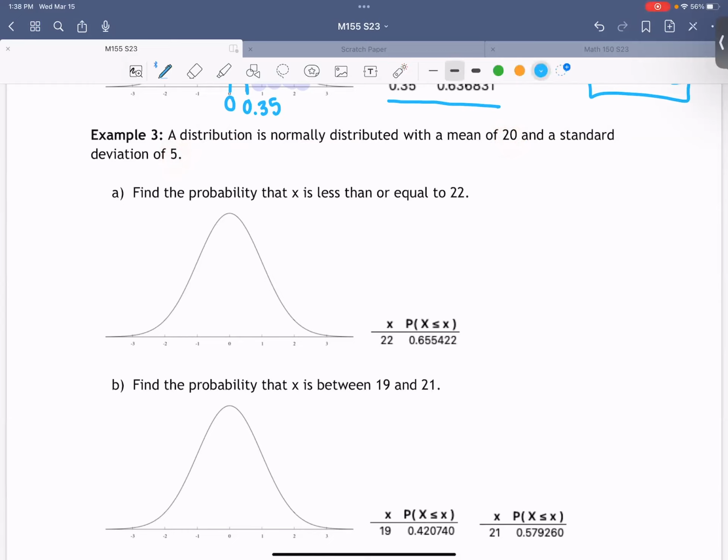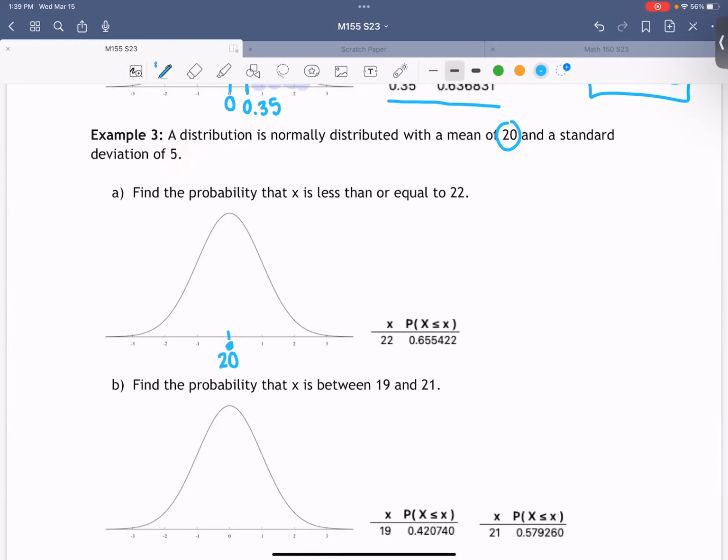Okay. This time, we're not given a z-score. We're given an actual x value, right? We're given an actual data value. So that means we're not actually following the standard normal distribution. The mean isn't 0. The mean is actually the mean given in the question. So in my graph, the mean isn't going to be 0. I'm going to cross that out and replace it with 20.